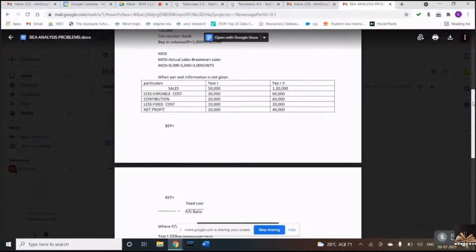Just take down. The fan is making noise. Is there disturbance? No, ma'am. One doubt. In margin of safety, we will get negative value.